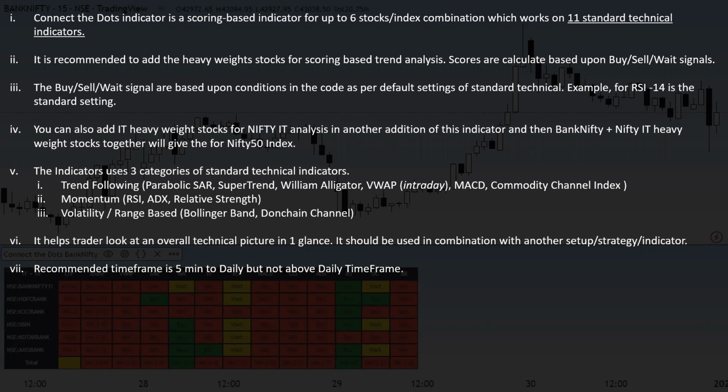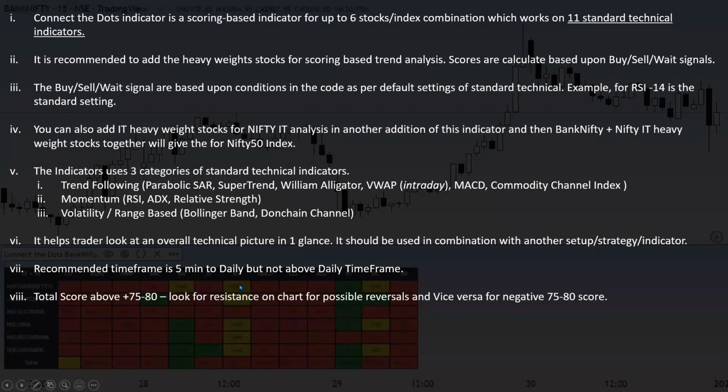Recommended time frame is 5 minutes to daily but not above daily time frame. Daily के time frame के ऊपर नहीं जाना है क्योंकि ये VWAP वगैरह indicator ये intraday indicators है. ये weekly में नहीं चलते हैं ये VWAP वगैरह आपको पता ही होगा. These are intraday indicators. So daily के ऊपर you don't have to go, but daily के नीचे any time frame you can work. It will work fine.